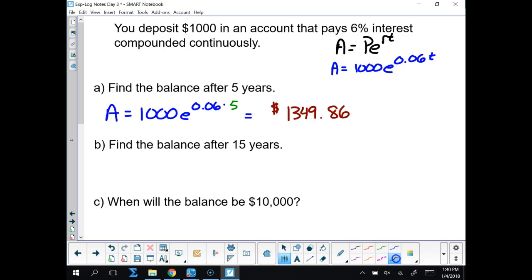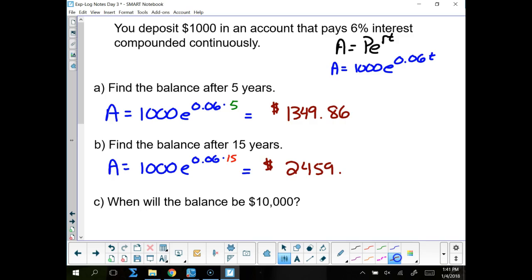Now find me the balance after 15 years. So A here is equal to 1,000 E to the 0.06 times 15. Switch that to 15. And I get $2,459.60. Yes?